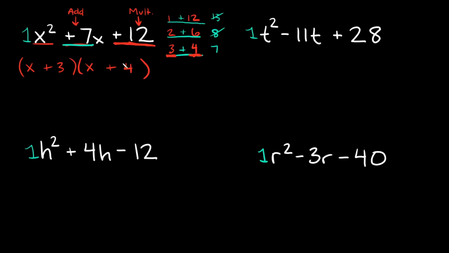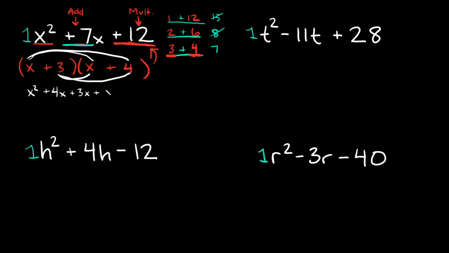Now, if you want to check your answer to see if this is actually correct, all you have to do is FOIL this, and you should wind up right back where you started. You should get x squared plus 7x plus 12. So let's check it really quick. Let's do first: x times x is x squared. Then outer: x times positive 4 is positive 4x. Then inner: positive 3 times x is positive 3x. And last: positive 3 times positive 4 is positive 12.